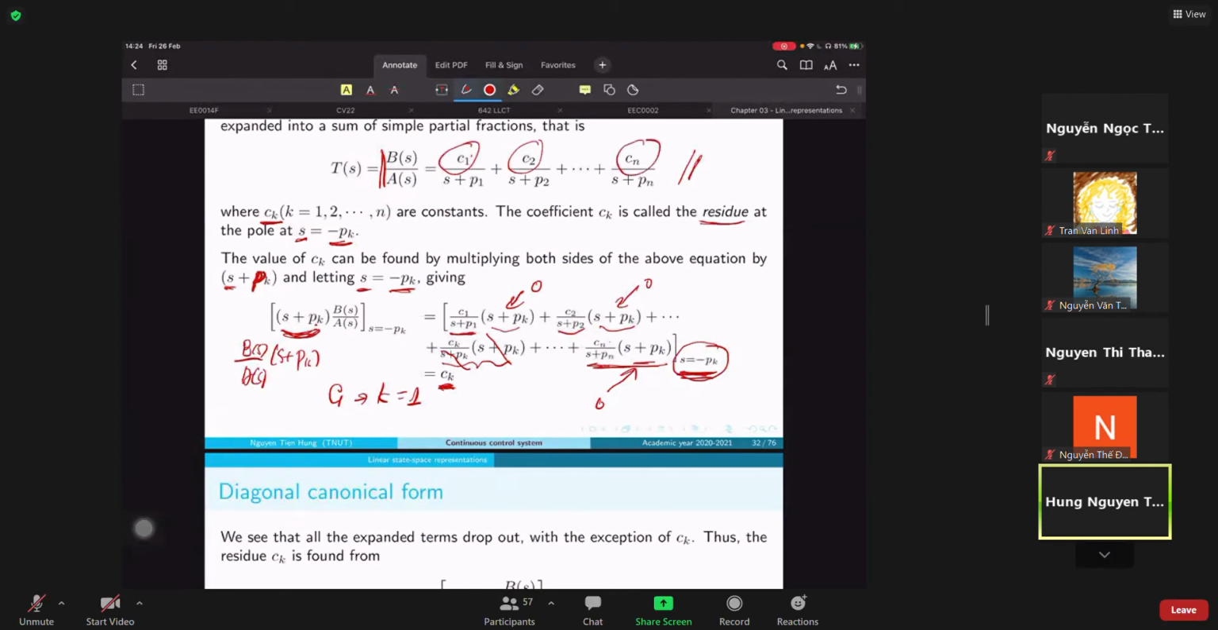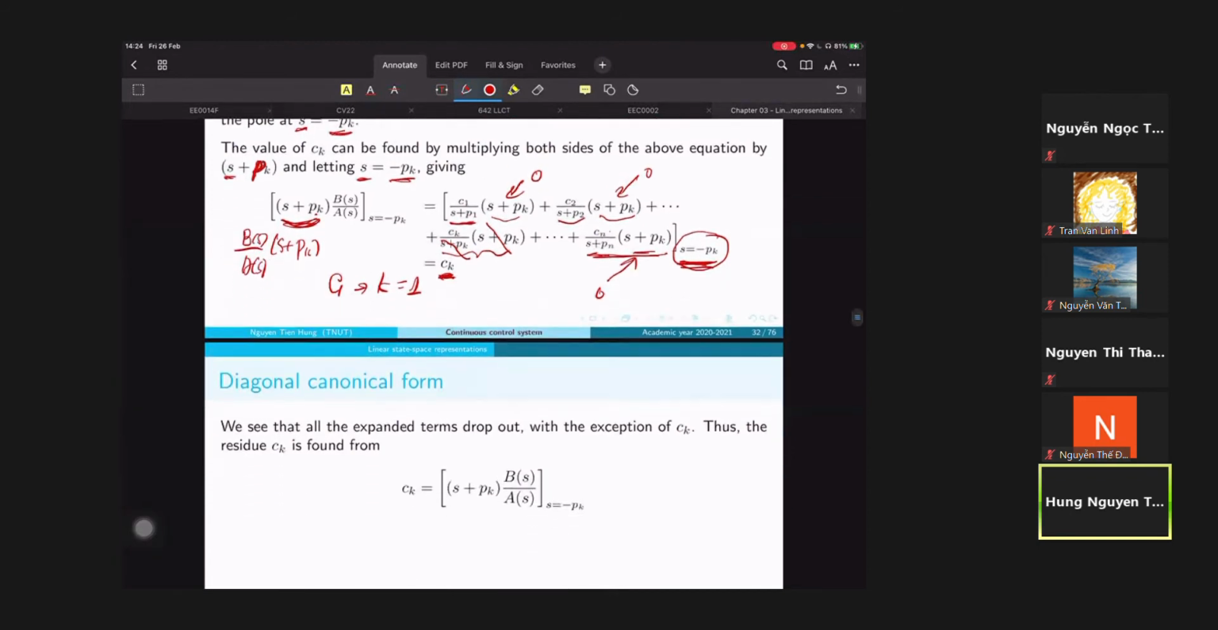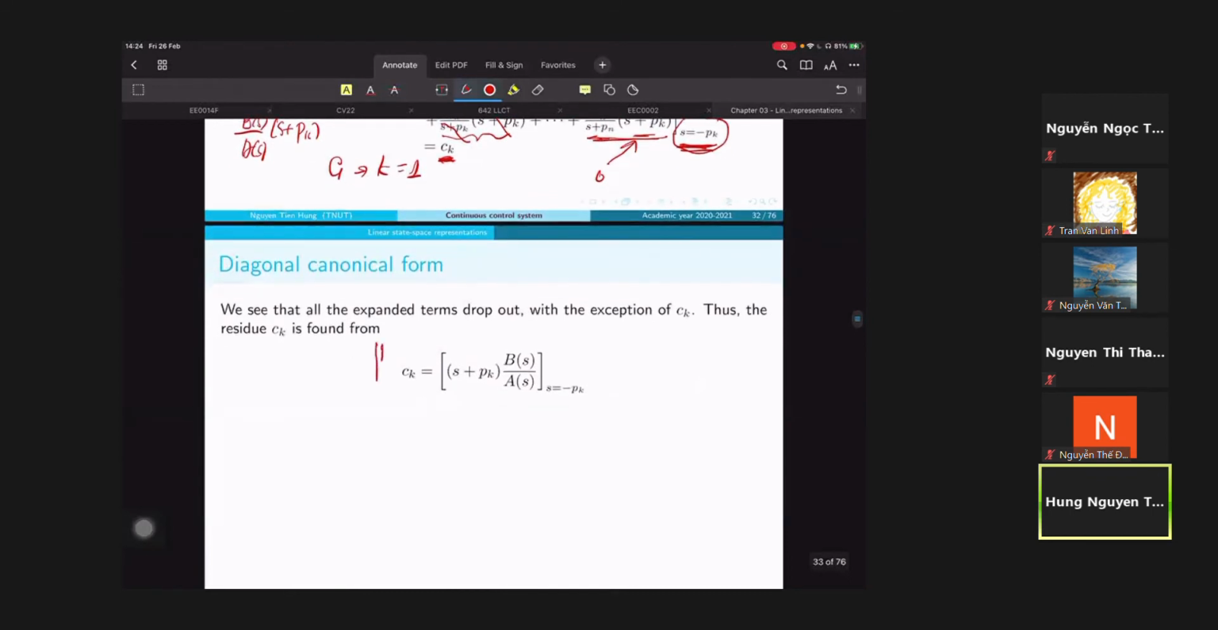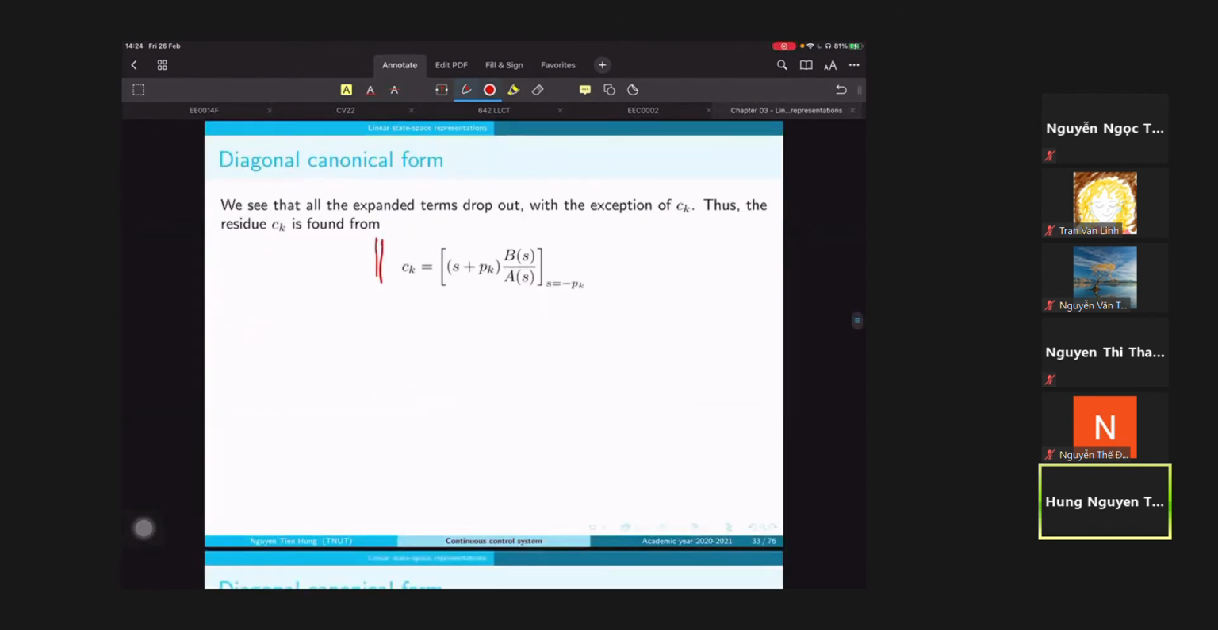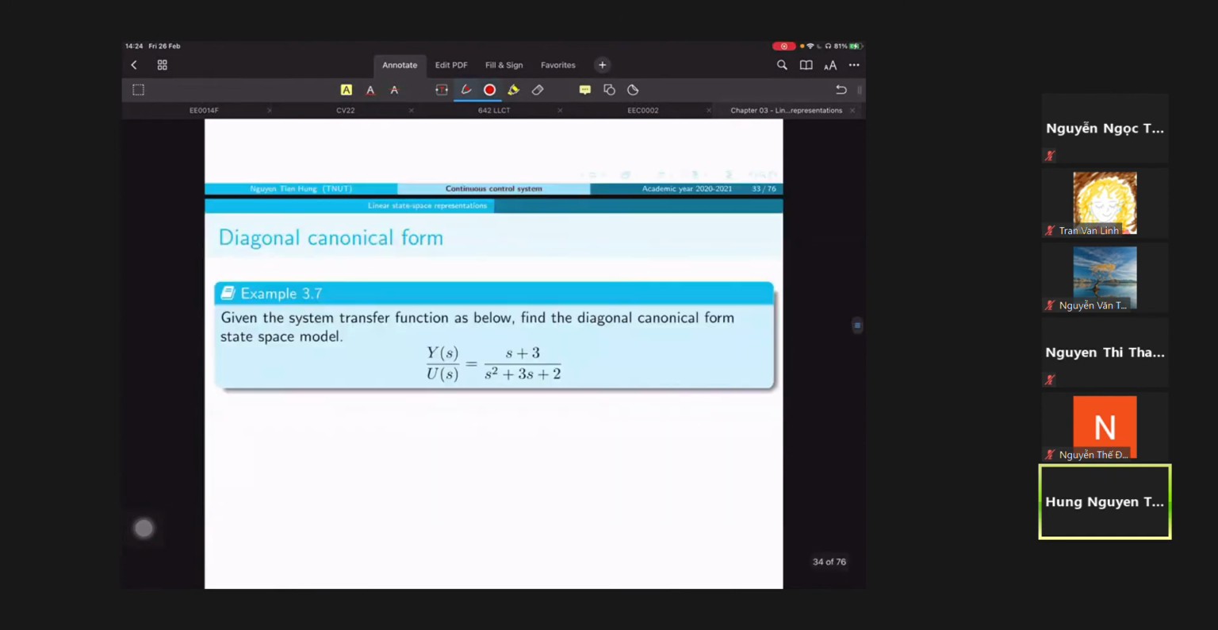And then after that, you will find the diagonal canonical form. So this is a general equation to find Ck. Now look at the example.